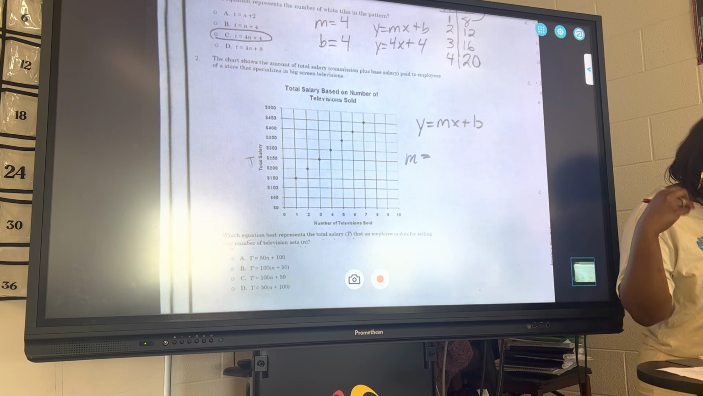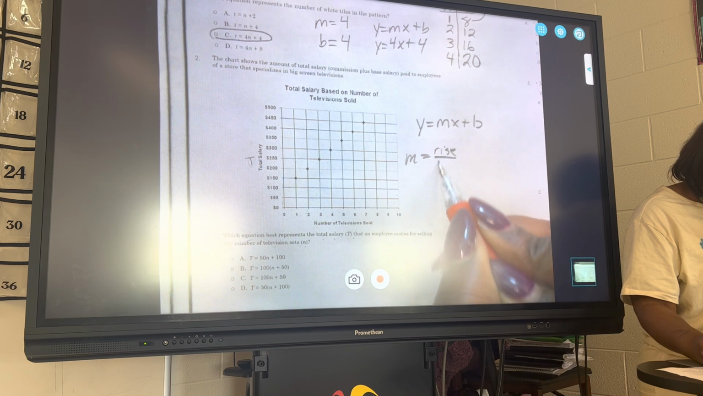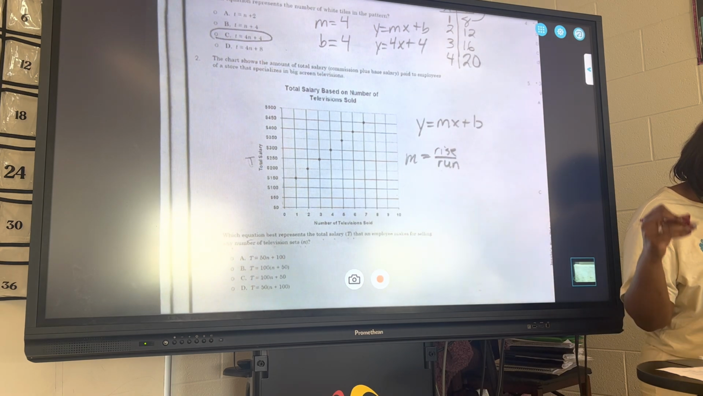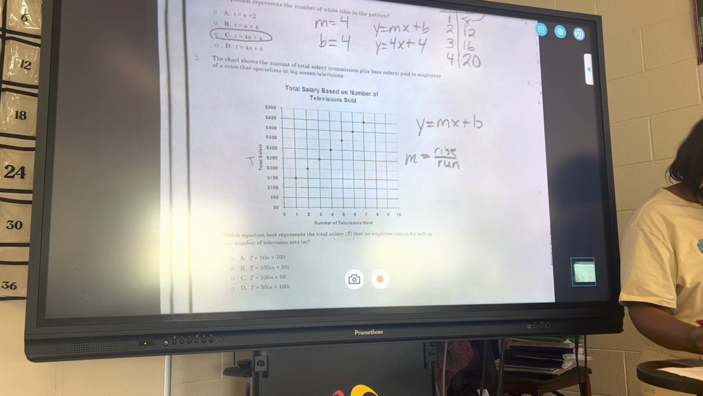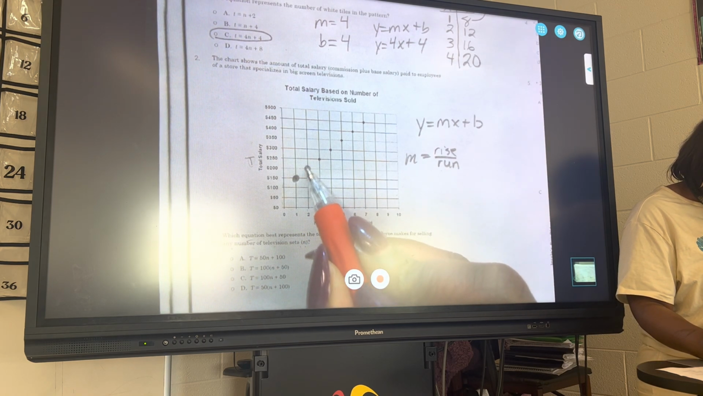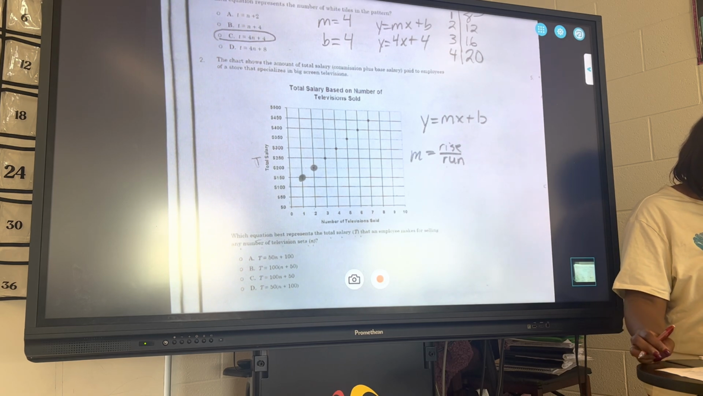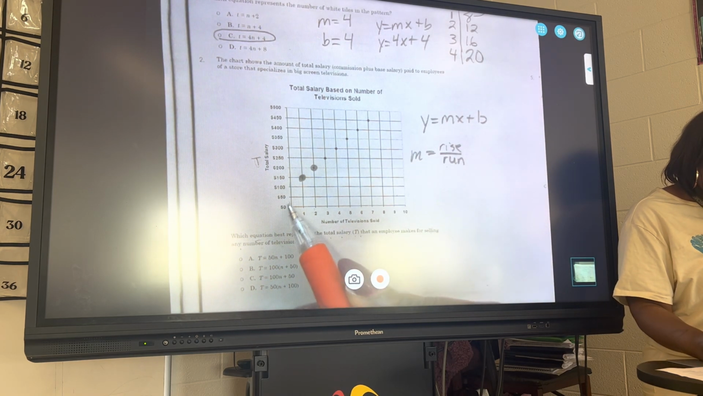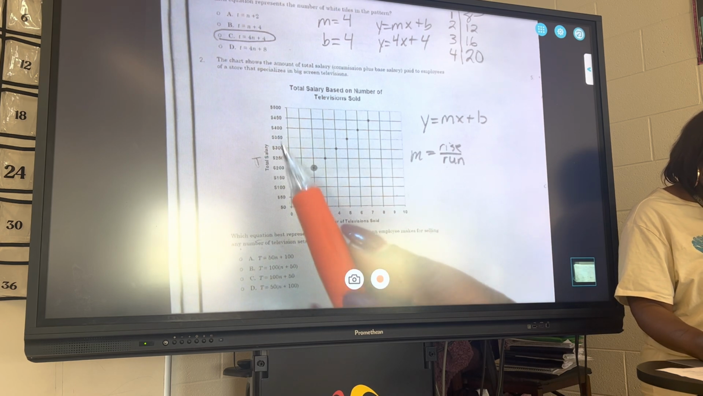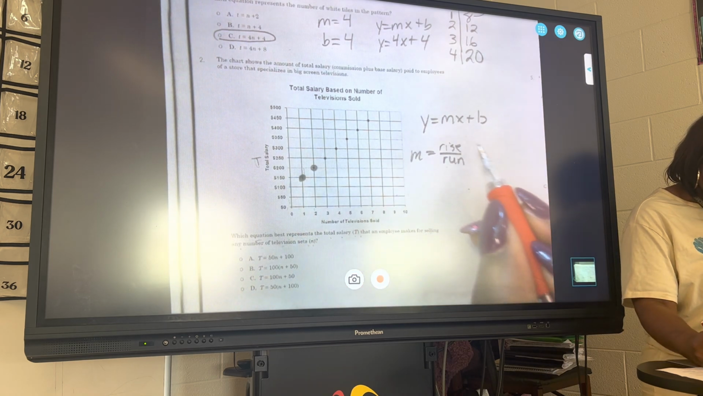Our M, rise over run, is how we're going to find it because they give us a line. So we're going to pick 2 points on the line. I can pick this first, and the second, and count rise over run. That's why it was super important to identify, if I go up, how many am I actually going up by? What's the increments?